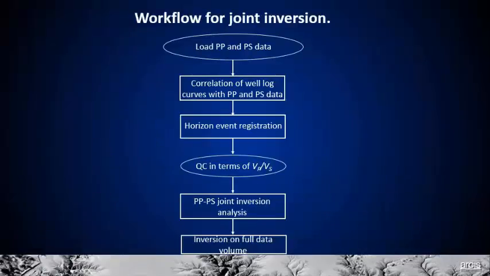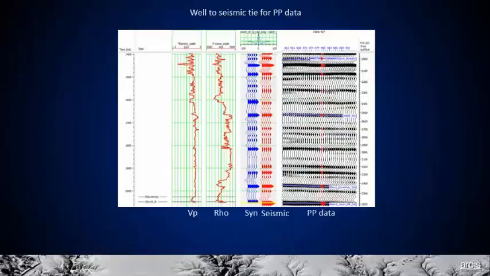So for joint inversion, the workflow that we follow is like this. We of course load the data, PP and PS data, and the correlation with the well logs is the first step. We'll have a quick look at this. So here I'm showing you the correlation of the PP data with the synthetics that we generate here. We have the density and the P-wave log. The synthetic traces are in blue. The red traces are the real data. And we notice a good correlation here.